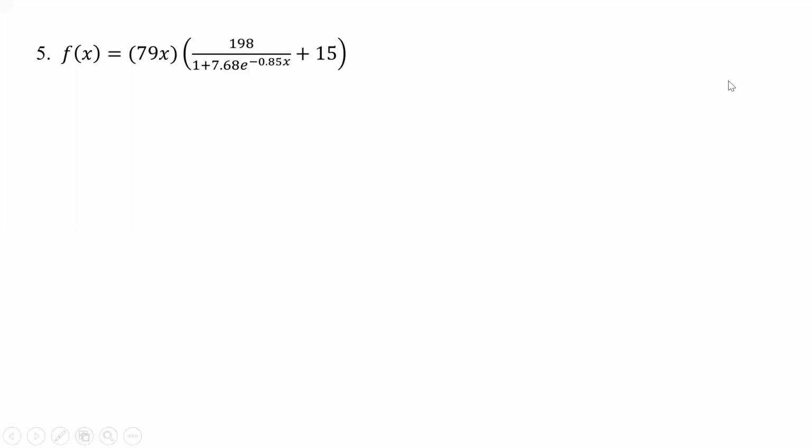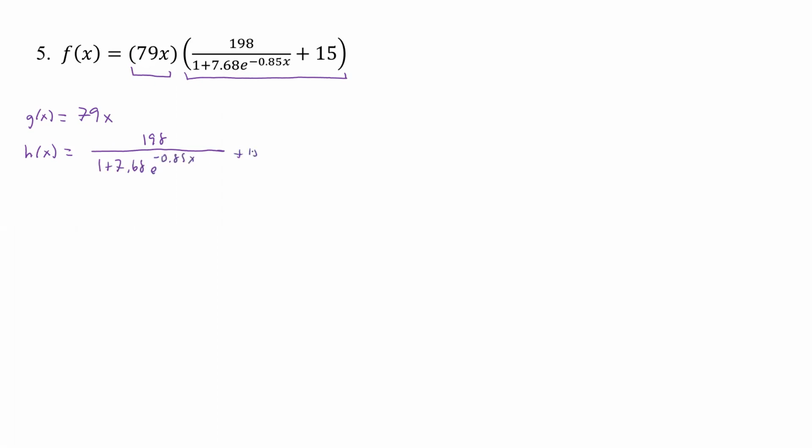All right, here we're going to do another one. And I think the two functions I will use are this one and this one. So my g of x is going to be equal to 79x. And my h of x is equal to 198 over 1 plus 7.68 e to the minus 0.85x plus 15.